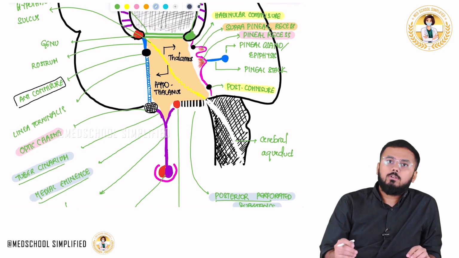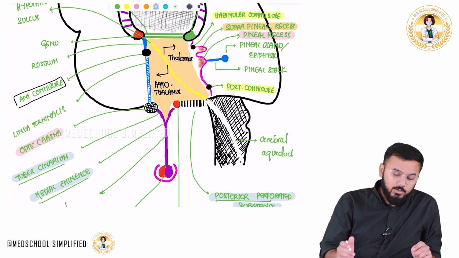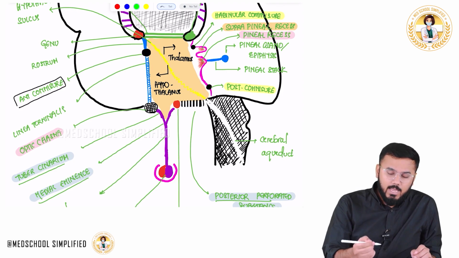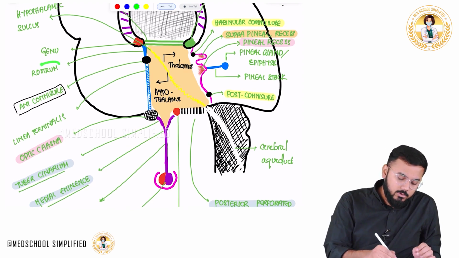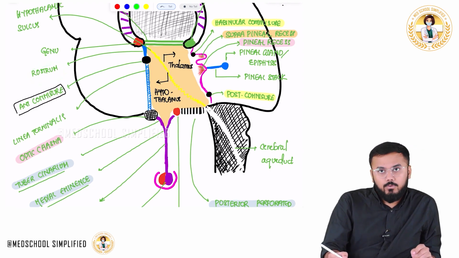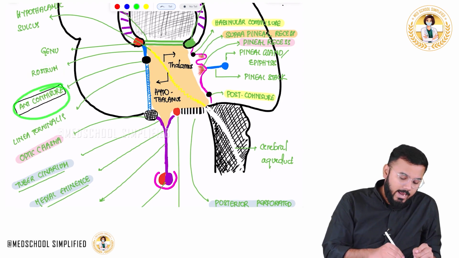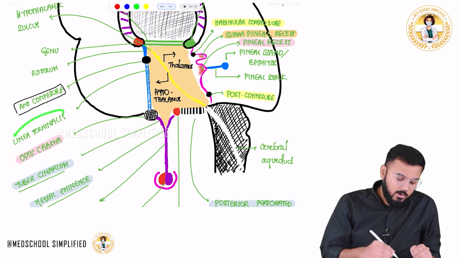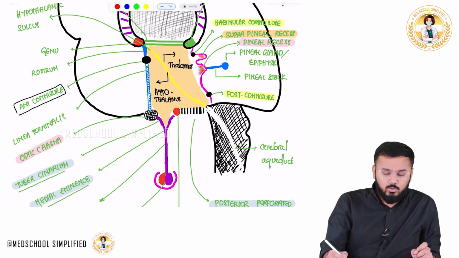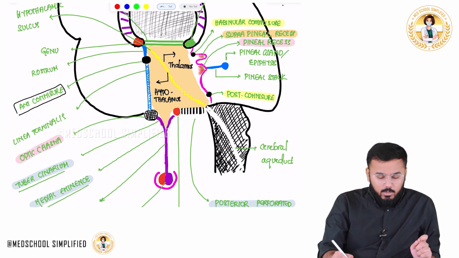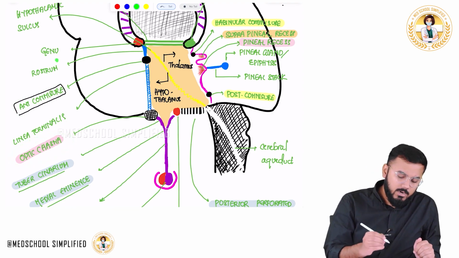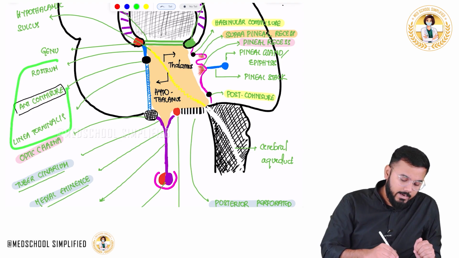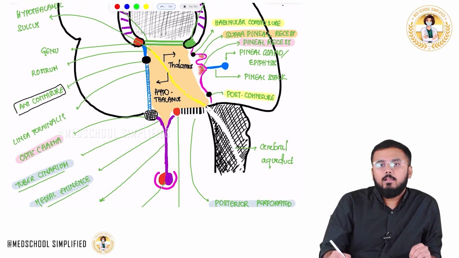Now what are the structures that are forming the anterior wall? If you look here, the first important thing I would like to mention is the rostrum. Rostrum forms the anterior wall, and after that anterior commissure forms the anterior wall, and after that linea terminalis also forms the anterior wall. Not only that, even optic chiasm is also included over here. But mainly we'll go for these three: rostrum, anterior commissure as well as the linea terminalis. This forms the anterior wall.